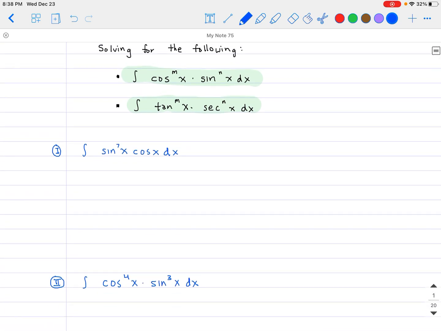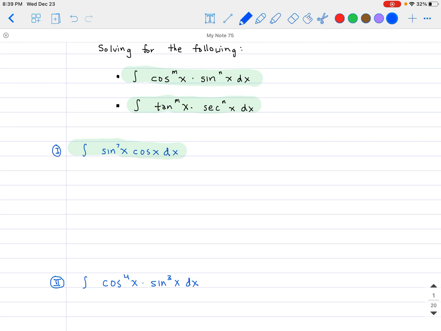We have the integral of sine to the 7th power of x times cosine of x dx. Now this one is actually pretty straightforward, hopefully you can see, and the reason is that one is the derivative of the other. So that means you can use a u substitution. There aren't a lot of choices, because you can either use u equal to sine or u equal to cosine.